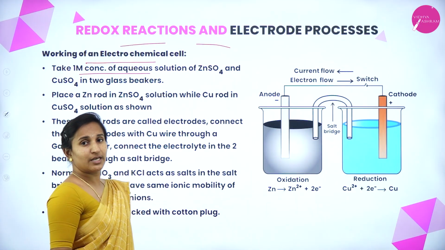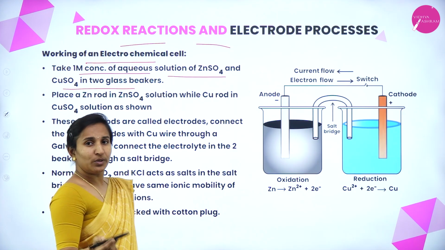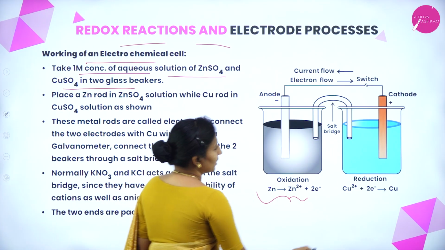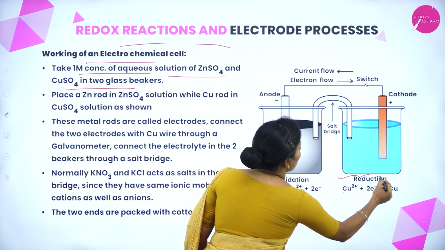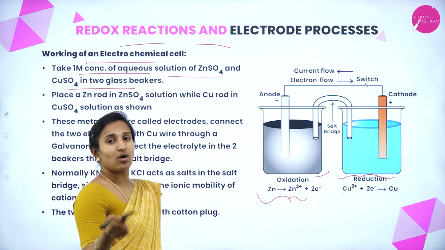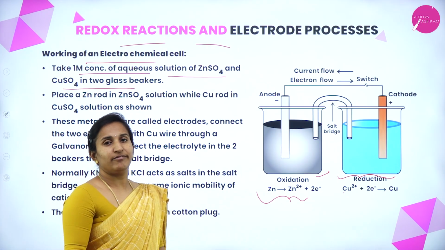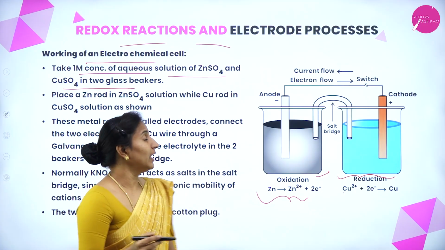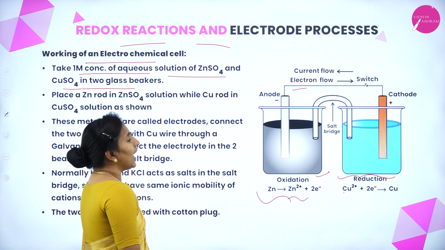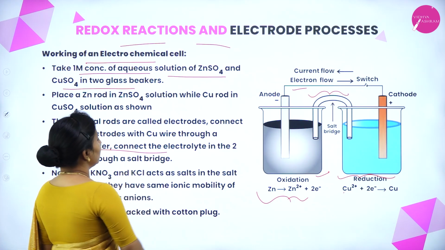Take a 1 molar concentration of aqueous zinc sulfate and copper sulfate in two glass beakers. This is the 1 molar zinc sulfate solution and this is the 1 molar copper sulfate solution, each dipped with its own rod. That means zinc sulfate is dipped with a zinc rod and copper sulfate with a copper rod. These two rods are externally connected through a galvanometer and internally connected through the salt bridge.